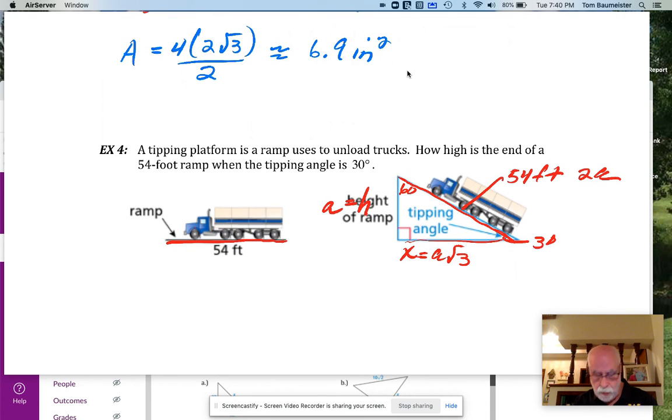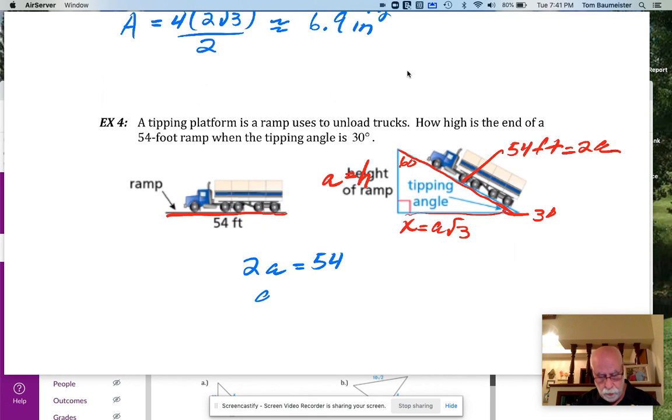So if we look at it, the only one where I have a variable is this one right here. So I can say that 2a is equal to 54. If I divide by 2, I'll get that a is equal to 27. And again, our a is equal to our h. So that would be 27 feet. Hopefully you can see that this is an easy one and it is worth remembering, especially if you go on to trig, ladies and gentlemen.